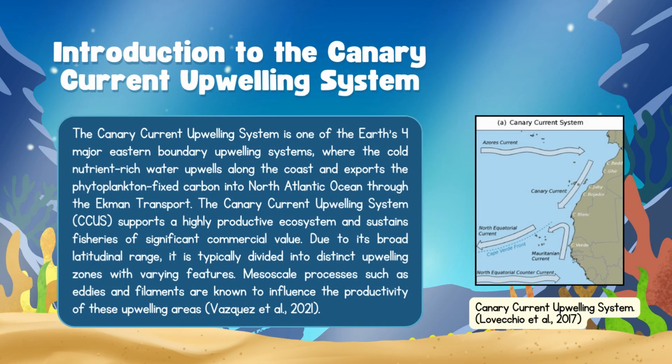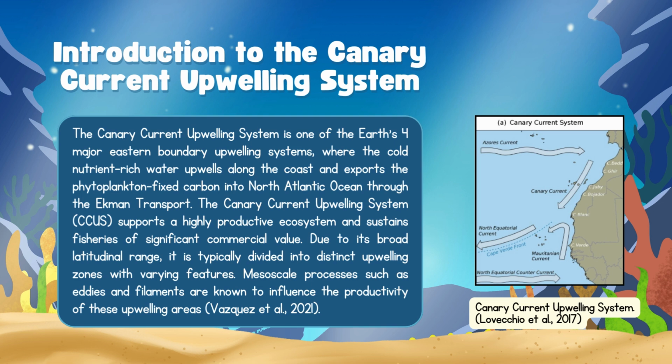The Canary current upwelling system is one of the Earth's 4 major eastern boundary upwelling systems, where the cold nutrient-rich water upwells along the coast and exports the phytoplankton fixed carbon into the North Atlantic Ocean through the Ekman transport. The Canary current upwelling system (CCUS) supports a highly productive ecosystem and sustains fisheries of significant commercial value.